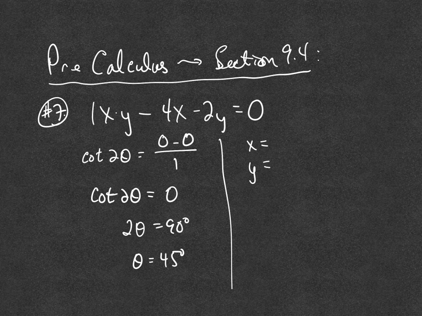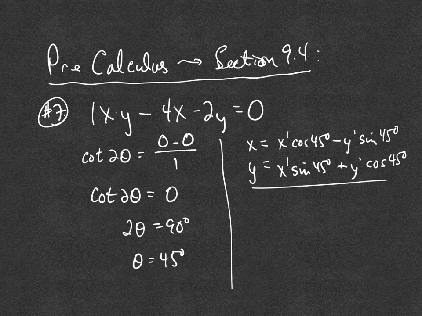Now, when we know the angle of rotation is 45, then everywhere we see an x, we're going to replace that with x prime cosine of 45 minus y prime sine of 45. And everywhere we see a y, we replace that with x prime sine of 45 plus y prime cosine of 45. And when we simplify the trig values using our trig sheet, the cosine of 45 is the square root of 2 over 2. The sine of 45 is the square root of 2 over 2. So we get to insert those several times.